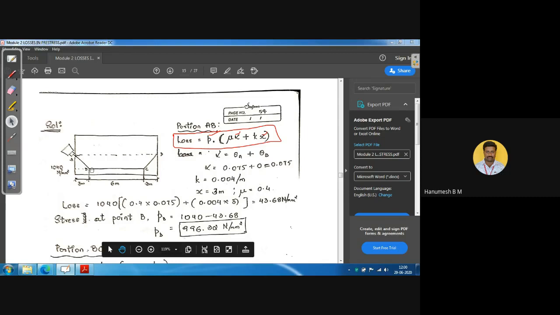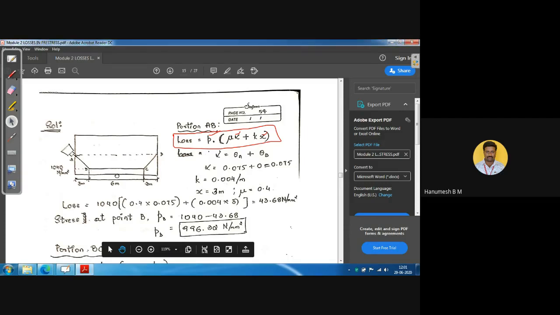Now the stress at B will be equal to 1040 minus frictional losses, 43.68, which will be 996.32 Newton per mm square. A ಹತ್ರ ಎಷ್ಟಿತ್ತು 1040 Newton per mm square ಇದೆ. ಅದು B ಬರೋದ್ರೊಳಗೆ ಏನಾಗುತ್ತೆ ಫ್ರಿಕ್ಷನಲ್ ಲಾಸಸ್ ಆಗಿ ಎಷ್ಟು ಉಳಿಯುತ್ತೆ 996.32 Newton per mm square. Say the stress at B overcoming the losses due to friction is 996.32 Newton per mm square. Now it will become the initial stress for the next portion.